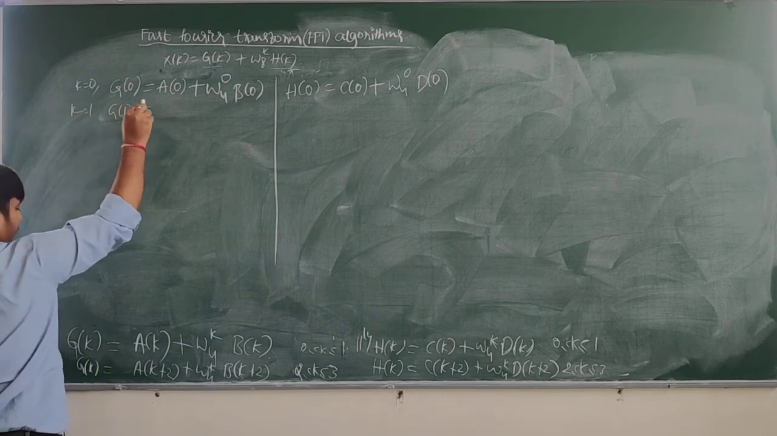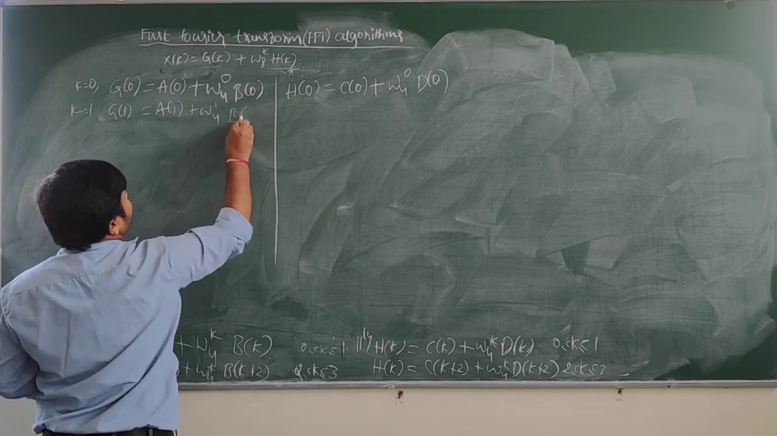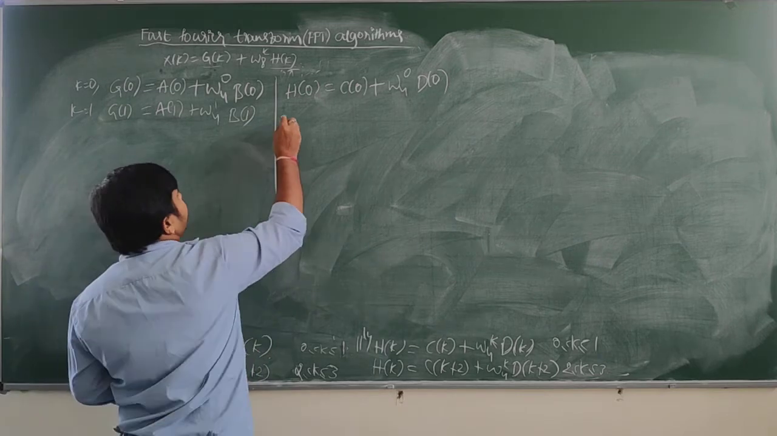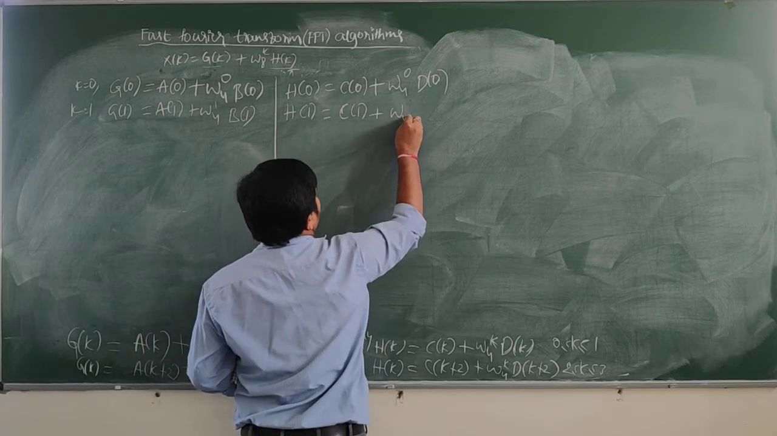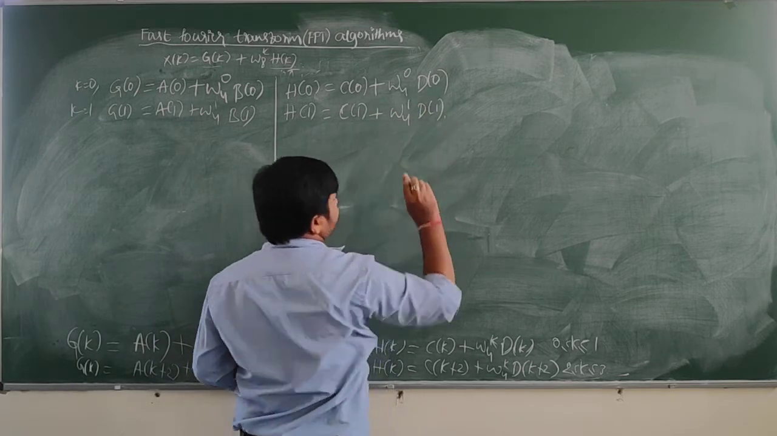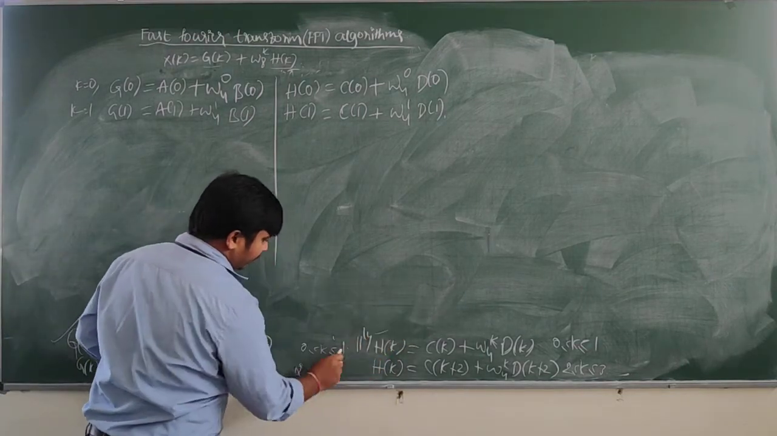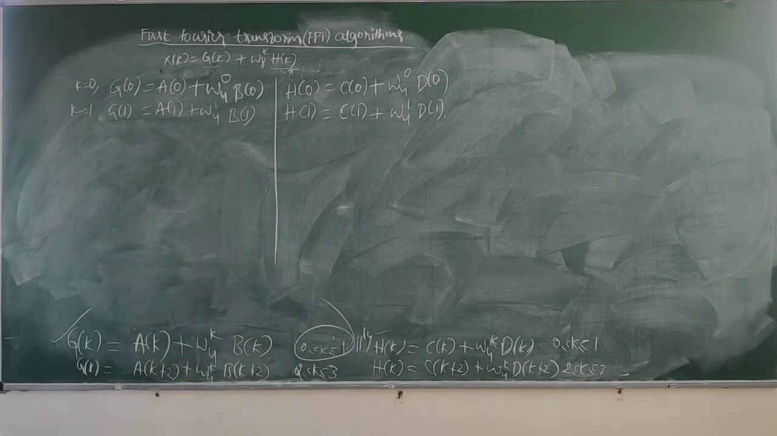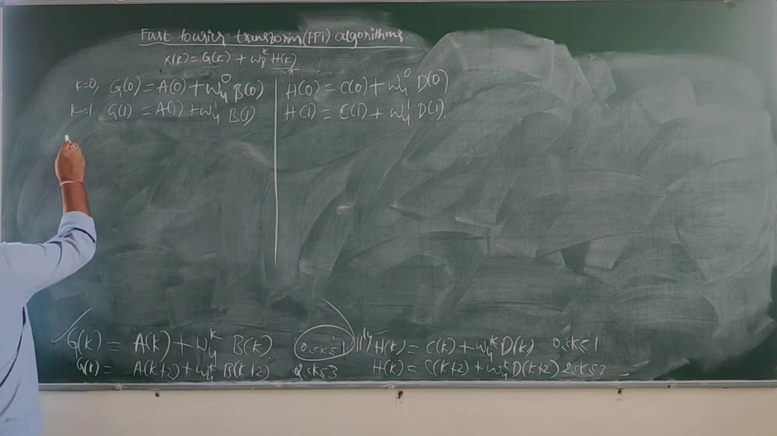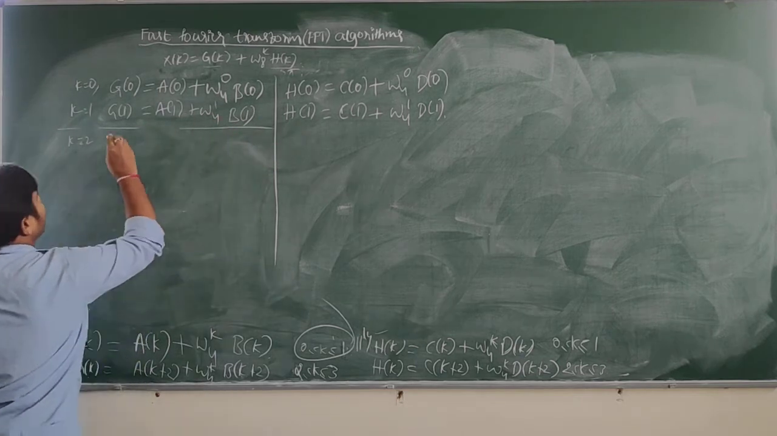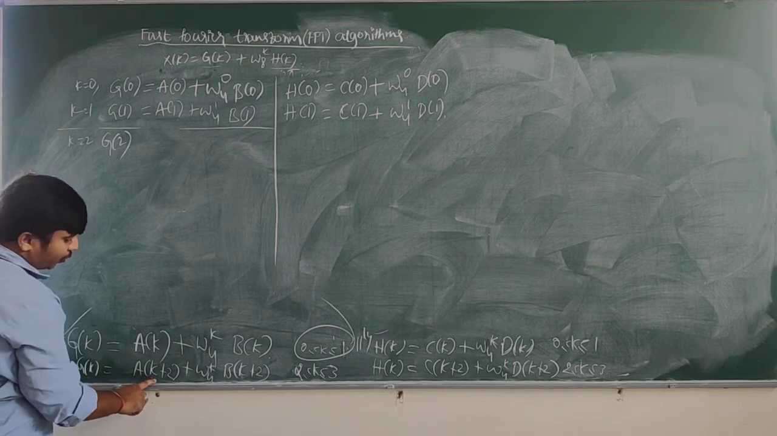Similarly I put k is equal to 1. I get g of 1 is equal to a of 1 plus w 4 power 1 into b of 1, and again here I put k is equal to 1, h of 1 is equal to c of 1 plus w of 4 power 1 into d of 1. Now the first equations' limit is completed. Next I have the limit 2 to 3. So put k is equal to 2 here and here. I get g of 2 is equal to a of 2 plus 2.